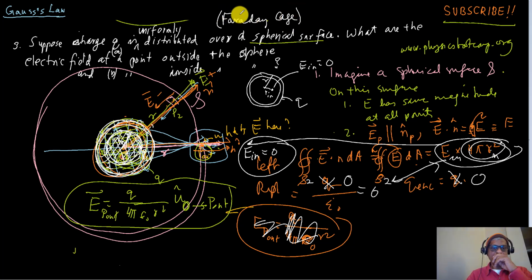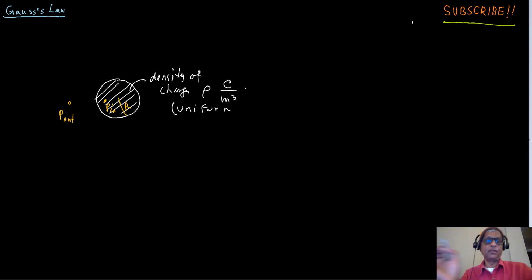Okay, there's one more problem that we should do for spherical symmetry. Now this is a solid sphere and not a spherical shell, a solid sphere. We want to know the electric field at a point outside and at a point inside. So it's going to go exactly the same way, right?